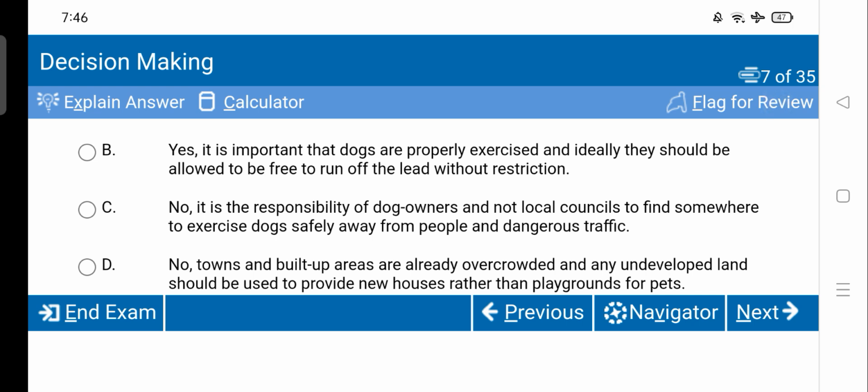Option C, no, it is the responsibility of dog owners and not local councils to find somewhere to exercise dogs safely away from people and dangerous traffic. Option D, no, towns and built up areas are already overcrowded and any undeveloped land should be used to provide new houses rather than playgrounds for pets.